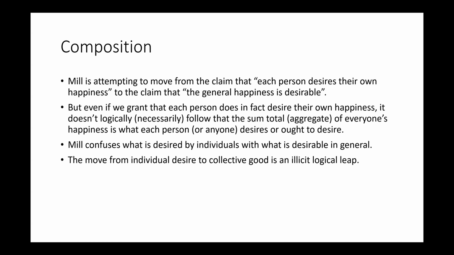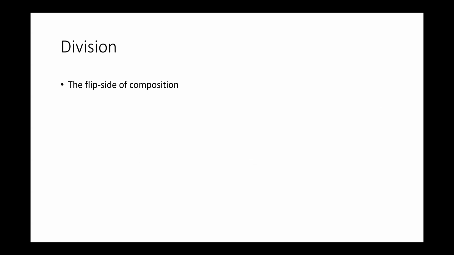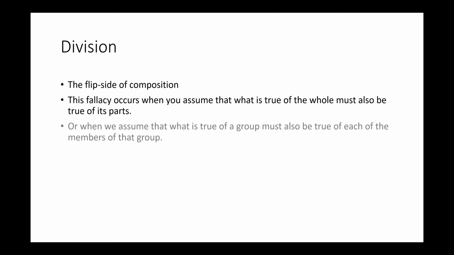Now, there's a similar fallacy that's called the fallacy of division. This fallacy is sort of the flip side of composition. This fallacy occurs when you end up assuming that what is true of the whole must also be true of its parts, right? So you can see then how it's sort of the flip side of the composition fallacy. Or when we assume that what is true of a group must also be true of each of its members in that group. So again, I think it'll be helpful to consider some examples to help make this particular fallacy clear.